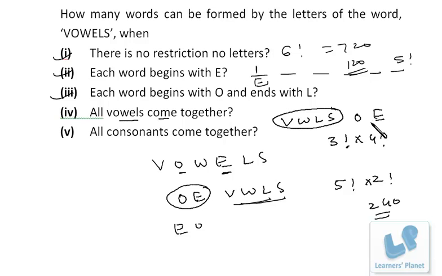So first we arranged these 3 letters, then we arrange these 4 consonants among themselves in 4 factorial ways. So 3 factorial into 4 factorial, that is 6 into 24. So that is 144 ways. Well, all the consonants will come together, right? So we discussed the 5 conditions, and I hope you are clear now.